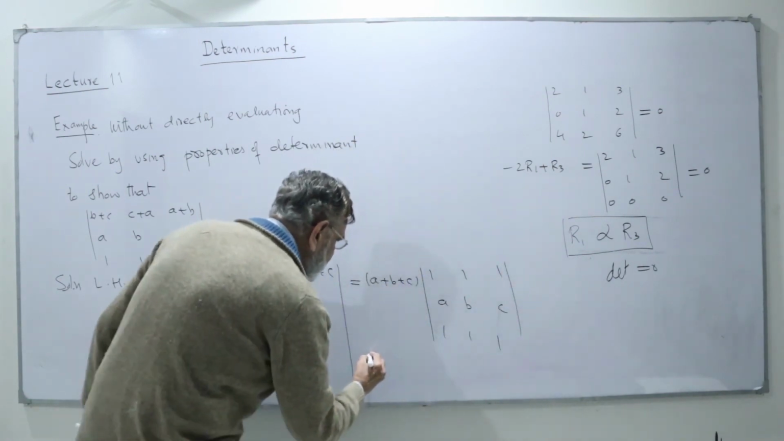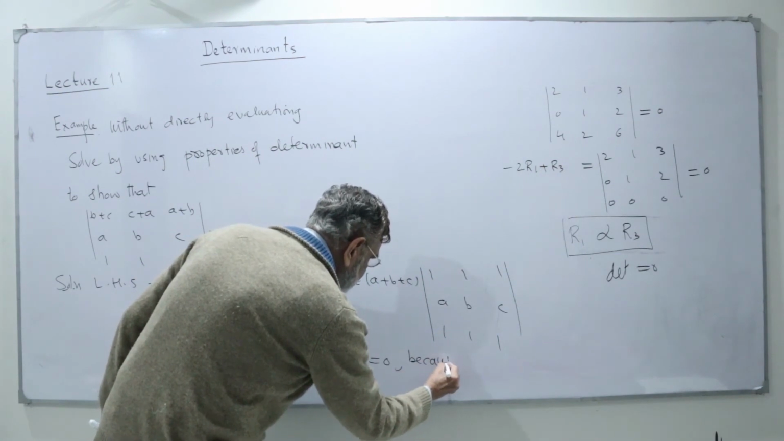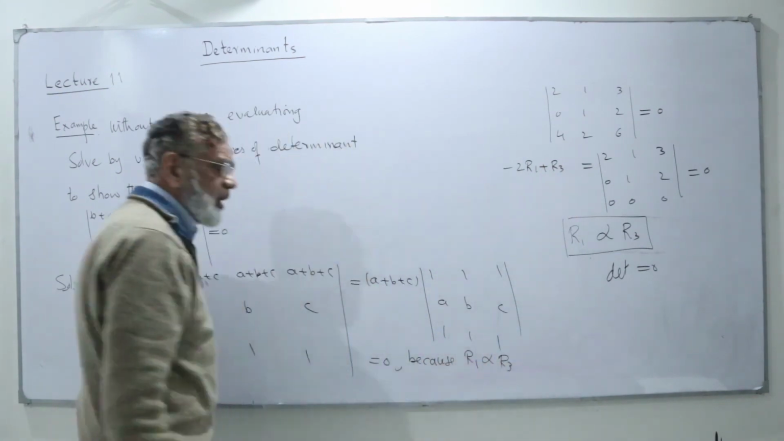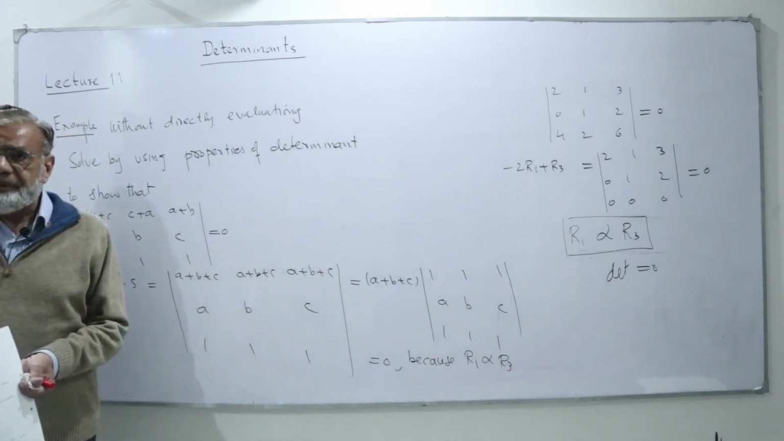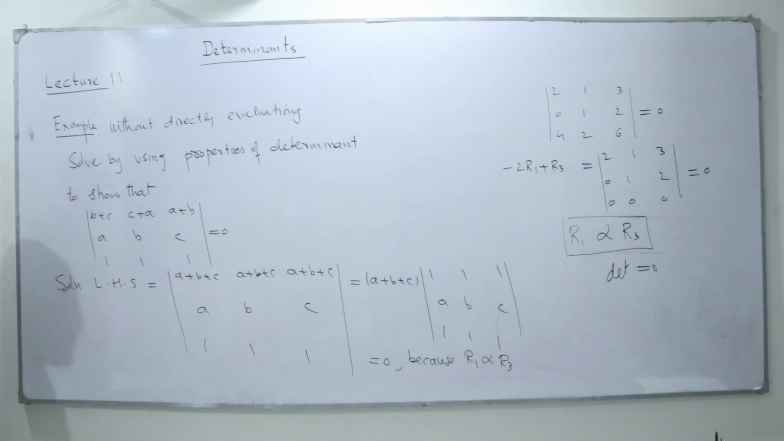We say this is equal to 0 because row 1 is proportional to row 3. Or we take one more step, multiply row 1 by minus 1 and add to row 3, and you will get the value equal to 0.